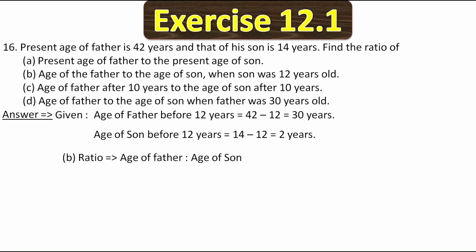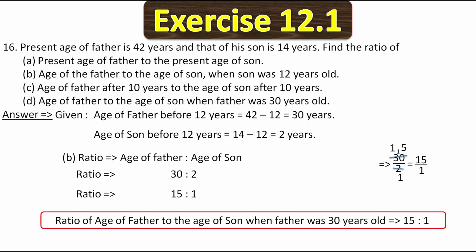Therefore the ratio is 30:2. Let's make them into the simplest form. 2 1s are 2 and 2 15s are 30. So the answer we are getting is 15:1. Okay, so here the exercise ends.